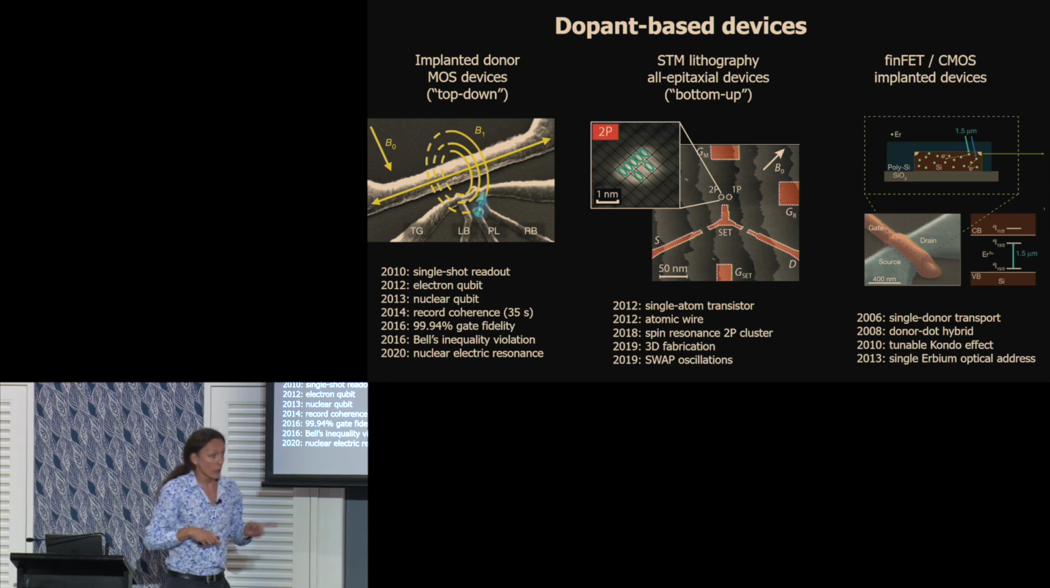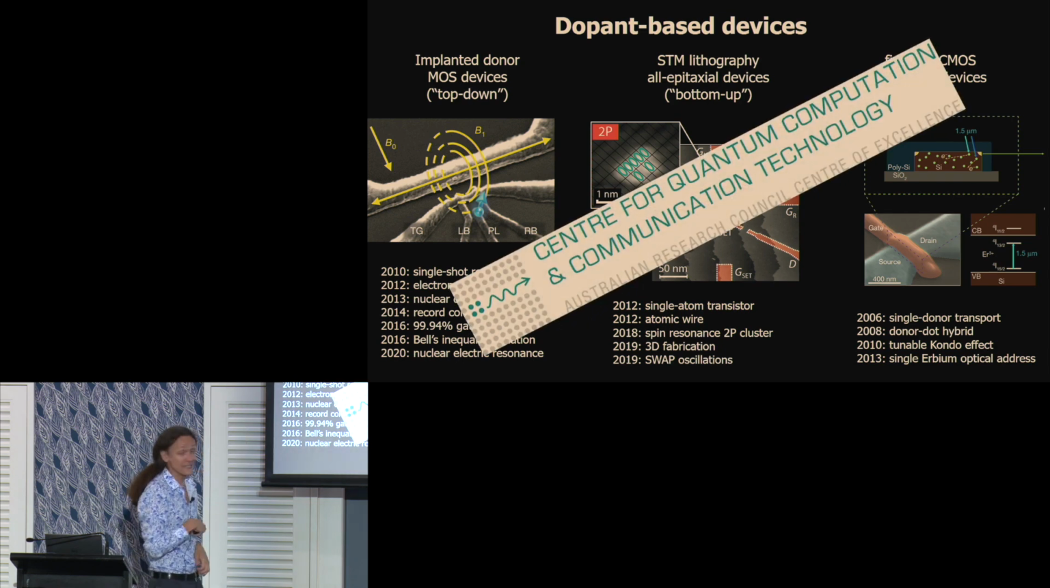And then there's another technology that Sven has been working on for a long time, in fact before he joined CQC2T, which is to have commercial foundry-based silicon transistors with dopants in there. Sven has done some really interesting work on single donor transport, Kondo effect, and then since he moved to CQC2T, he had this really interesting result on an erbium atom inside one of these transistors being optically addressed. There are a few other groups in the world that work in this arena, but I can say with full confidence we are the leaders in the world on this.